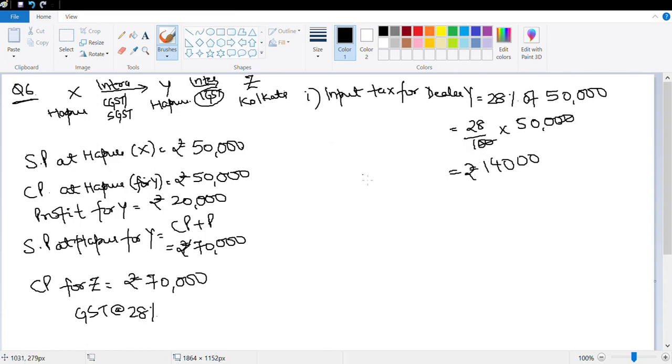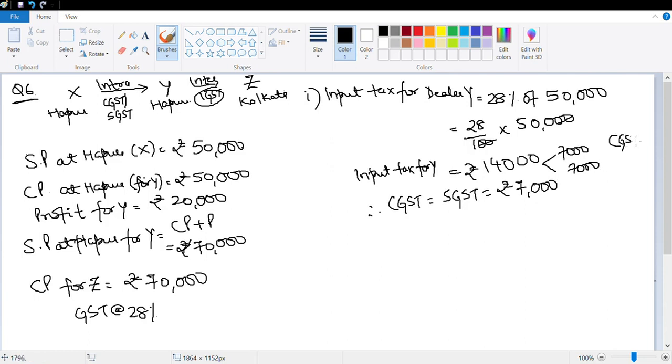Now this is input tax for Y. Now since we talk about, like I said, I will need to bifurcate this. Therefore CGST is equal to SGST is equal to half of this, which is rupees 7,000 each. This is 7,000, 7,000. This is CGST and this is SGST. Perfect. So my part 1 is done. Let's look at part 2. Net GST payable by dealer Y.